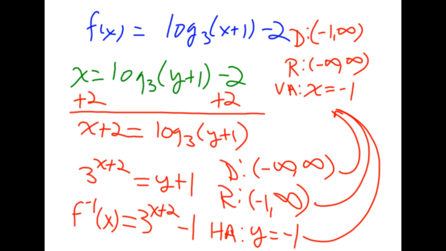If you think about it, since this is a log equation, the domain should be negative 1 to infinity, because those are the numbers I'm allowed to plug in for x. The range of a log is always negative infinity to positive infinity, and the vertical asymptote is always x equals h, and h is negative 1 here. Okay? And that's how we find inverses and all their good parts. That's everything. Talk to you later.